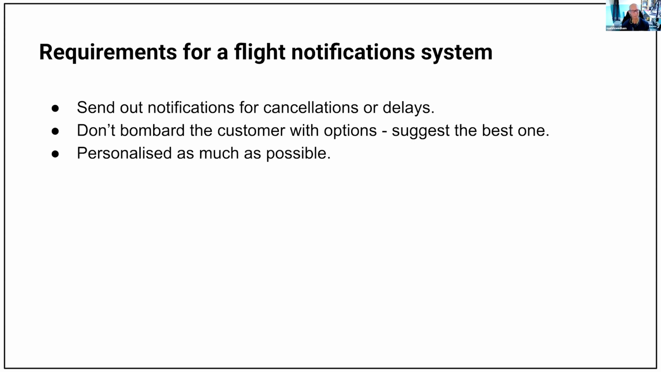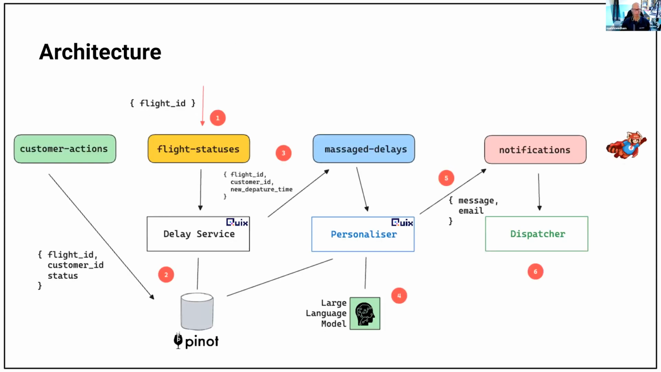So we're trying to come up with some requirements to guide what we should build. We said, okay, we're going to send out notifications if we get a cancellation, or we're going to focus mostly on delays. We don't want to bombard the customer with options like, here are all the flights that are happening today. No, we don't want to do that. We want to go, here's the suggestion. And we want to personalize it to that person. Can we narrow it into something that is specific to them? We're going to see how close we can get to achieving those requirements.